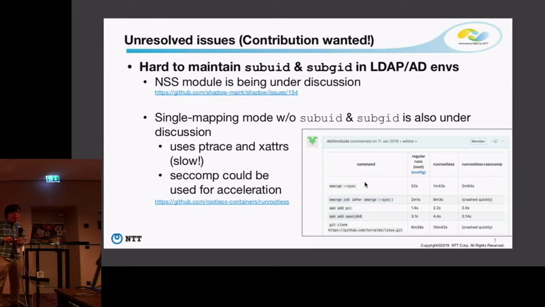This is very similar to how udocker works. But ptrace is very slow, so you will have a performance overhead of two times or five times or even more. In future, probably we could use seccomp for acceleration, but it's not stable at this moment.